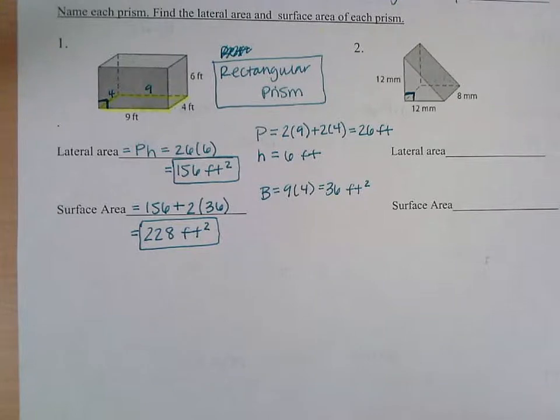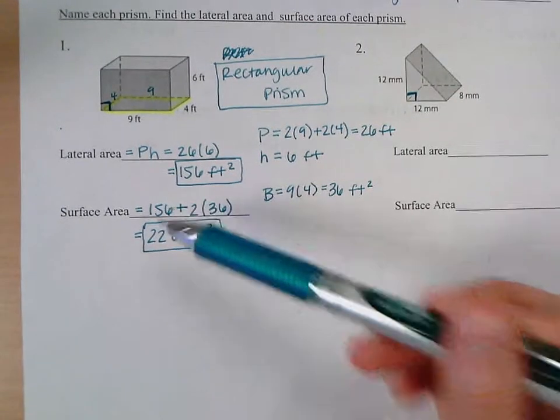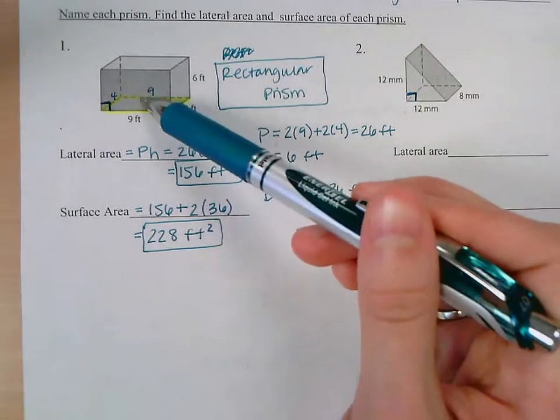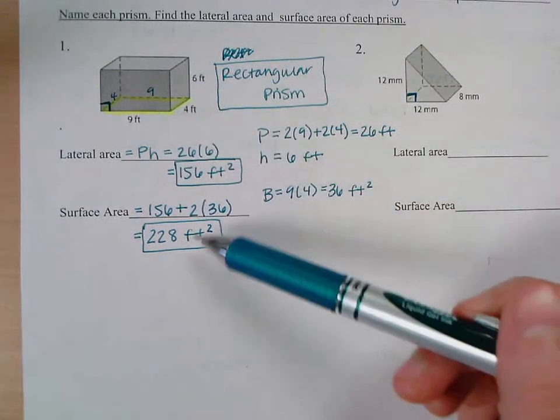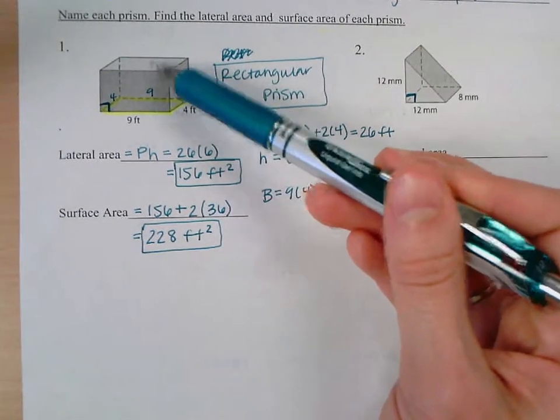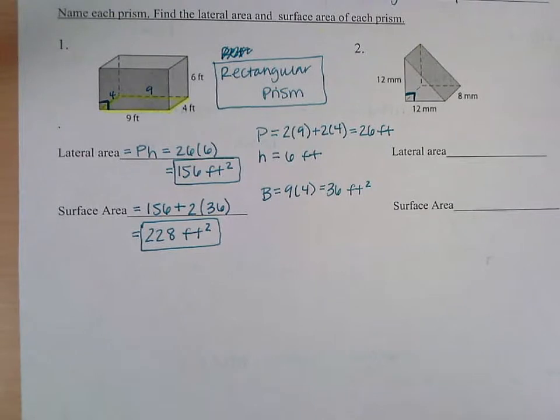And again, hopefully that formula makes sense. The 156 is the area of, in this case, the 4 sides. And then the 2 times 36 is the area of your 2 bases that are congruent. So you're adding both of those areas together. Any questions on that one?